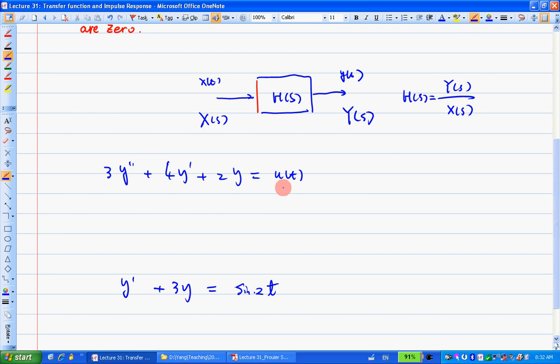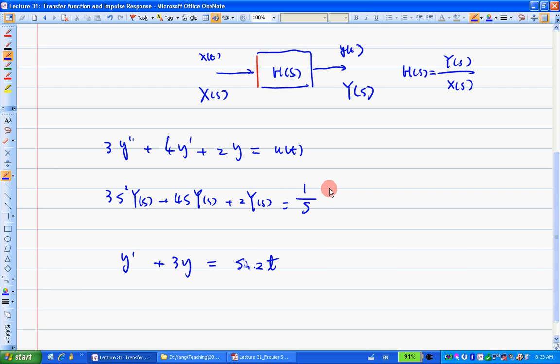So what do we do? We take the Laplace transform. What is the transfer function? We take a Laplace transform of both sides of the equation. When you take the Laplace transform, particularly for those second order and first order derivatives, according to the table, you do have the initial conditions involved, right? However, because we're looking for the transfer function, we put all of the initial conditions at 0. So all you need to do is change this one to 3s squared Y of s plus 4s Y of s plus 2 Y of s equal to the Laplace transform of u of t, which is 1 over s.